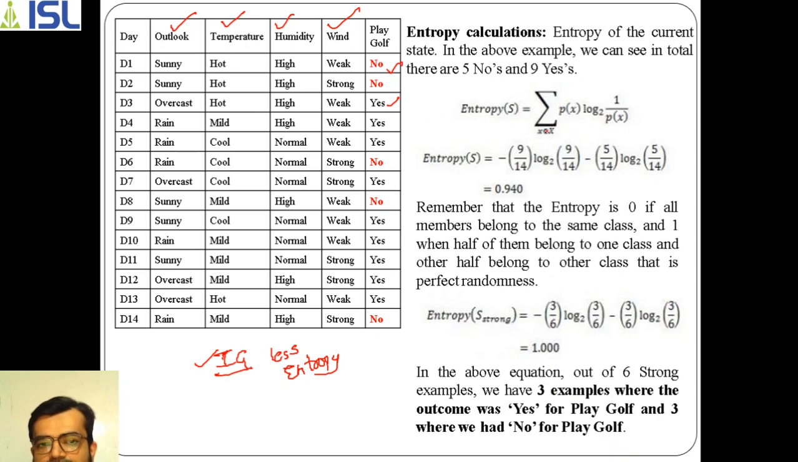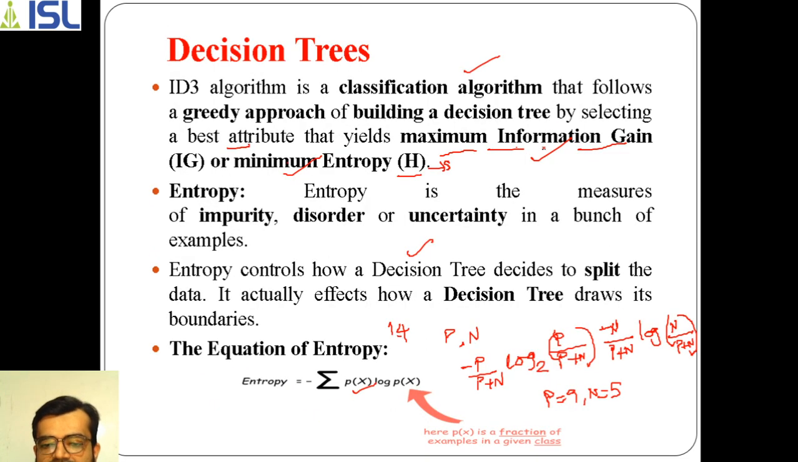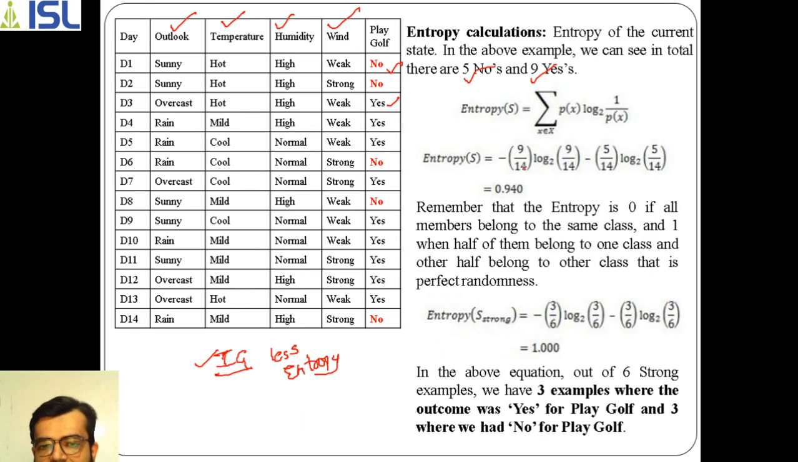So here we have to check the possibilities. For the complete data set we have 5 no's and 9 yes. We need to keep that in mind and calculate by substituting into the formula which I gave you previously. So we are substituting 9 by 14, that is P, and n by 14, where n is negative, so 5 by 14. If you calculate this, you will get the value 0.940, which is the entropy of the sample set. So entropy can also be denoted by H.